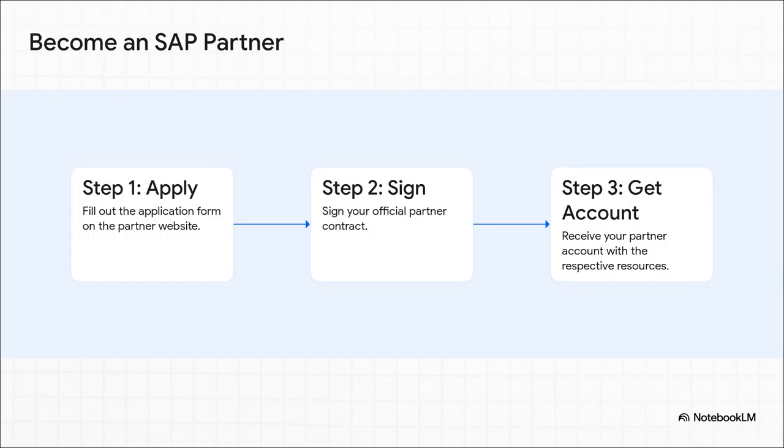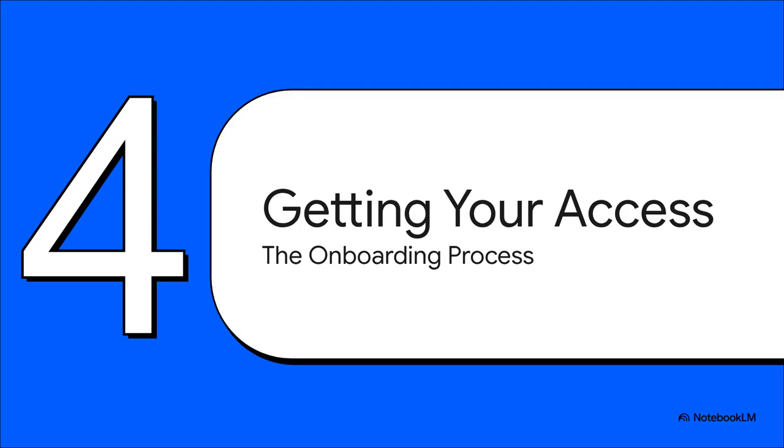You might think becoming a partner is this big, complicated thing, but it's actually a pretty straightforward three-step process. You fill out the form online, you sign the official contract, and then boom, you get your account. Pretty simple, right? So, you've chosen your path, the contract is signed. What happens next? Let's talk about onboarding, and you're gonna wanna pay close attention here, because how you get the keys to the kingdom can make a huge difference in how fast you get started.